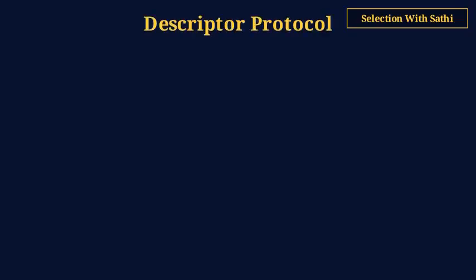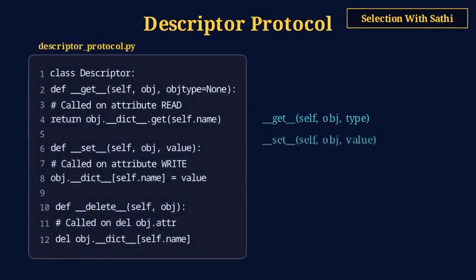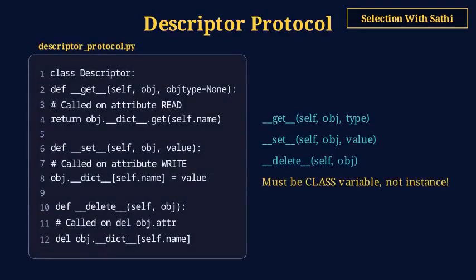The descriptor protocol consists of three special methods, __get__, __set__, and __delete__. Any class that implements at least one of these is a descriptor. __get__ is called when you read the attribute. __set__ is called when you assign to it. __delete__ is called when you use the del statement. The critical rule: descriptors must be defined as class variables, not instance variables, otherwise Python won't invoke the protocol.